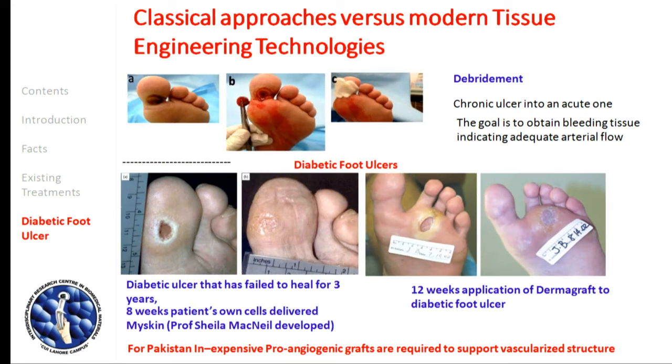That's the classical approach. That's the debridement. If the patient comes with diabetes, what they do is they remove all the dead tissues, and they will do it like that. That's the old way, the classical way, but it's not really useful.